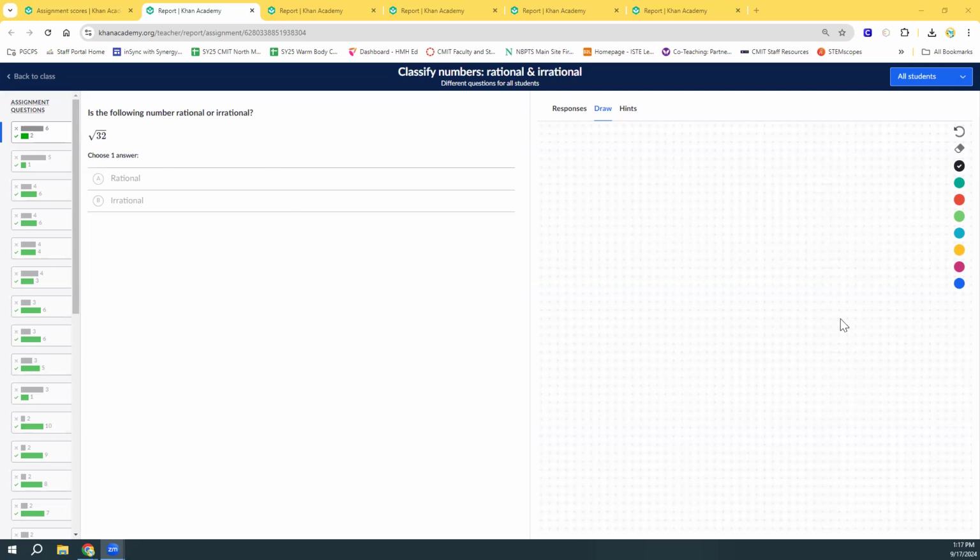So let's look at this problem. Is the square root of 32 rational or irrational? So please write those down. Rational. What does that mean? That means can be written as a fraction. So we have spent a lot of these first 3 weeks writing numbers as fractions.